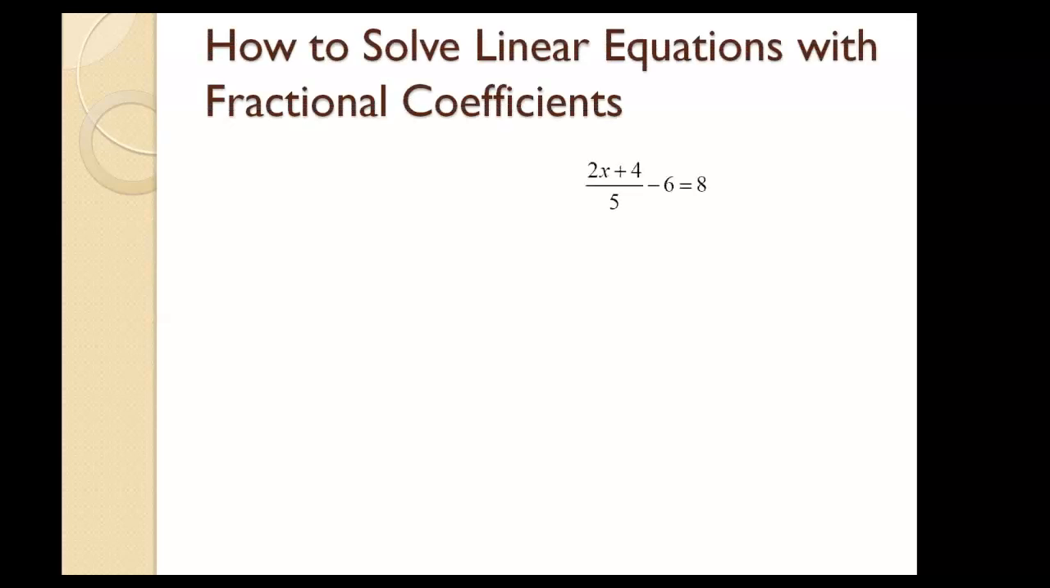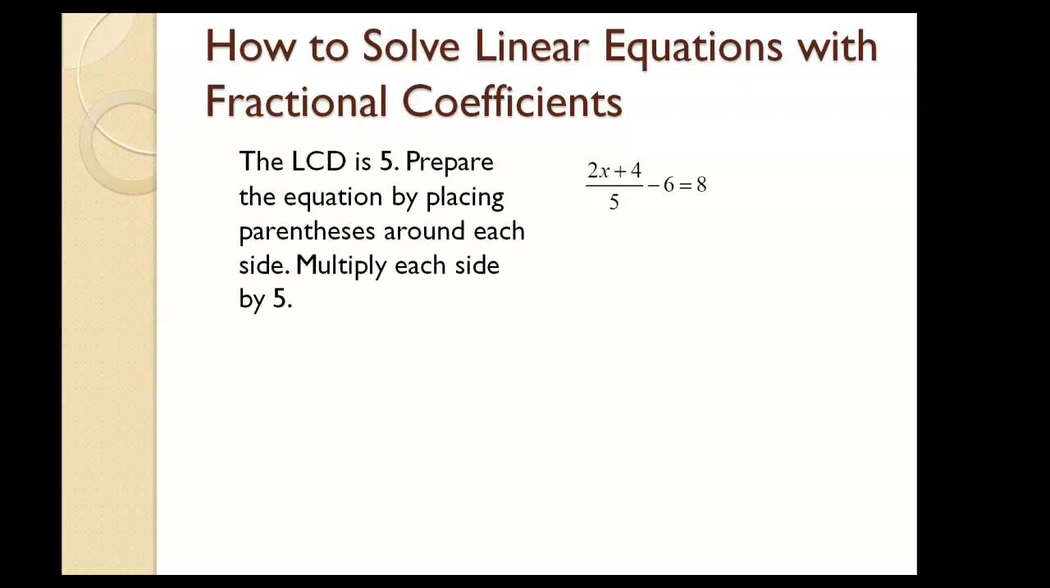What if I have an equation, something like this, 2x plus 4, everything over 5, minus 6 equals 8? Will I use the same steps? And indeed I will. So what I have to do is find the common denominator. The least common denominator is 5. And I would prepare the equation by placing parentheses around each side and then multiply each side by 5. Remember, I will distribute the 5. And so when I distribute the 5 to the complex fraction 2x plus 4 over 5, the 5 will just cancel.